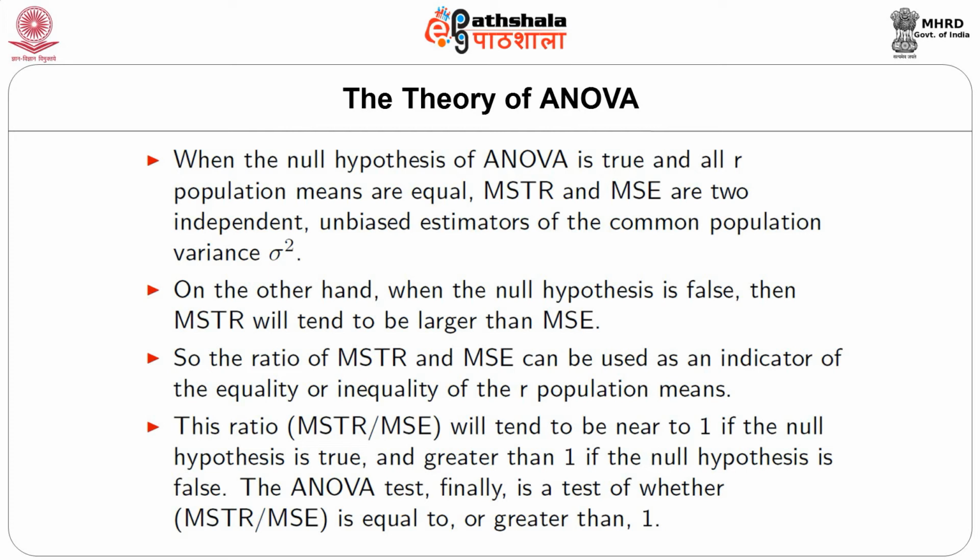So, the ratio of MSTR and MSE can be used as an indicator of the equality or inequality of the r population means. This ratio will tend to be near 1 if the null hypothesis is true and greater than 1 if it is false. The ANOVA test finally is a test of whether MSTR by MSE is equal to or greater than 1.